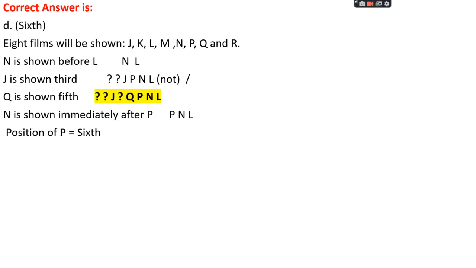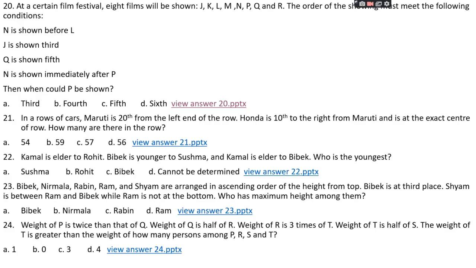Q is shown fifth. So it must be that after J and Q, there is a 1 left. N is shown immediately after P. After P, there is an NL. So if we see the position of P, this condition will happen. We see the position of C is a question mark, then J's position is a question mark, then Q, P, NL. If we see the position of P from the front, we find its position is 6th. So the right answer is 6th.